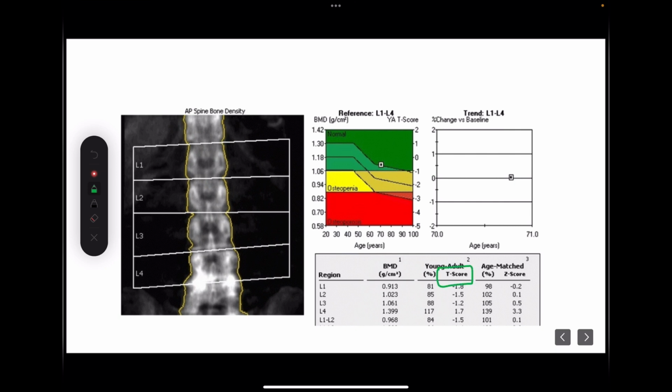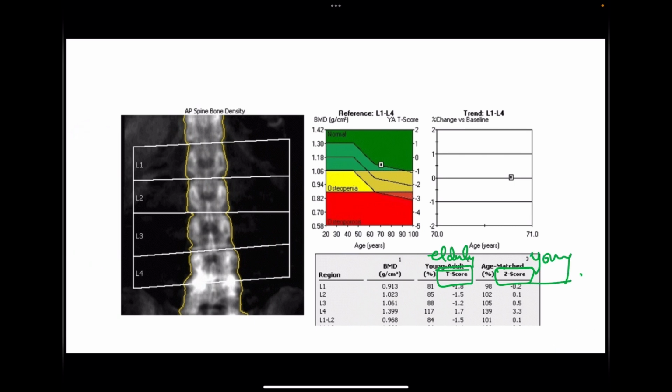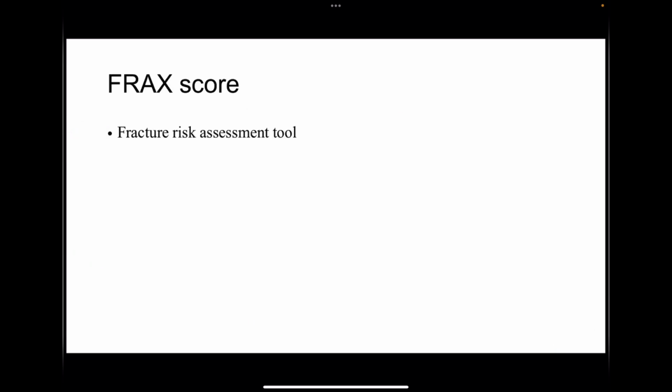In BMD we have T scores and Z scores. Generally we look at T scores in elderly patients and we look at the Z scores for young patients only. So this is how a normal BMD and normal DEXA scan looks like.